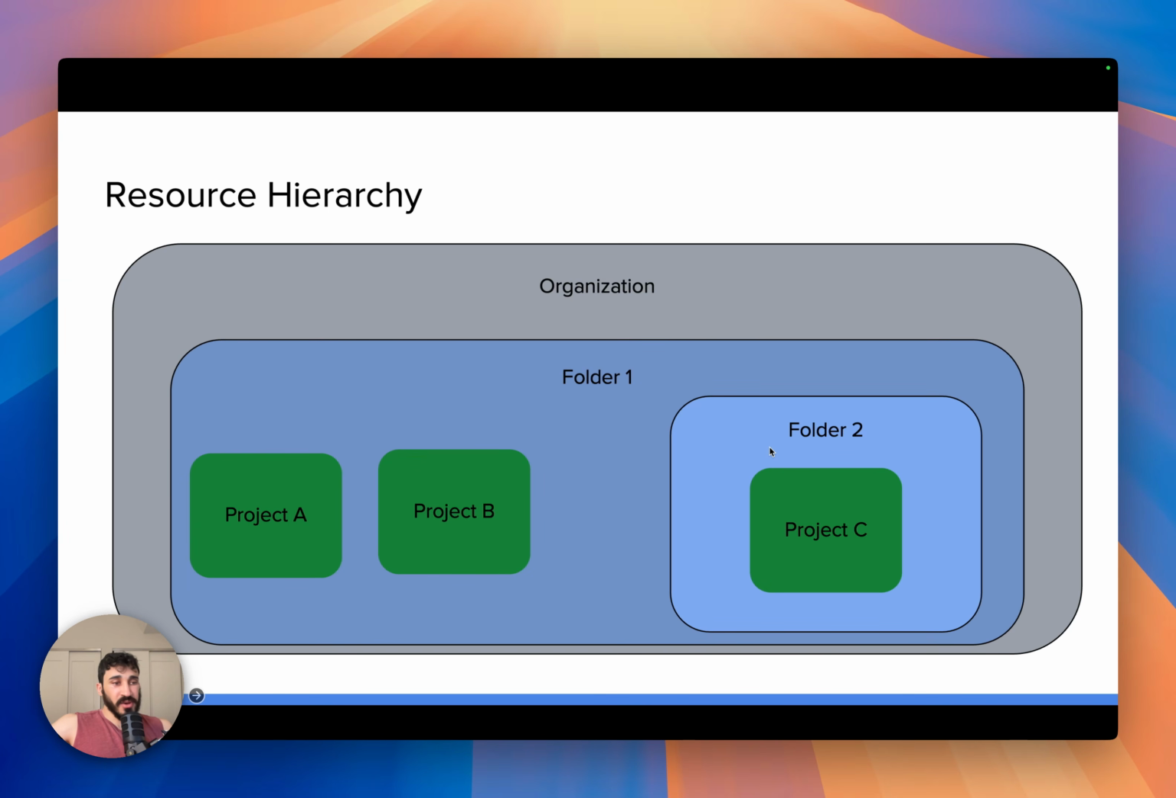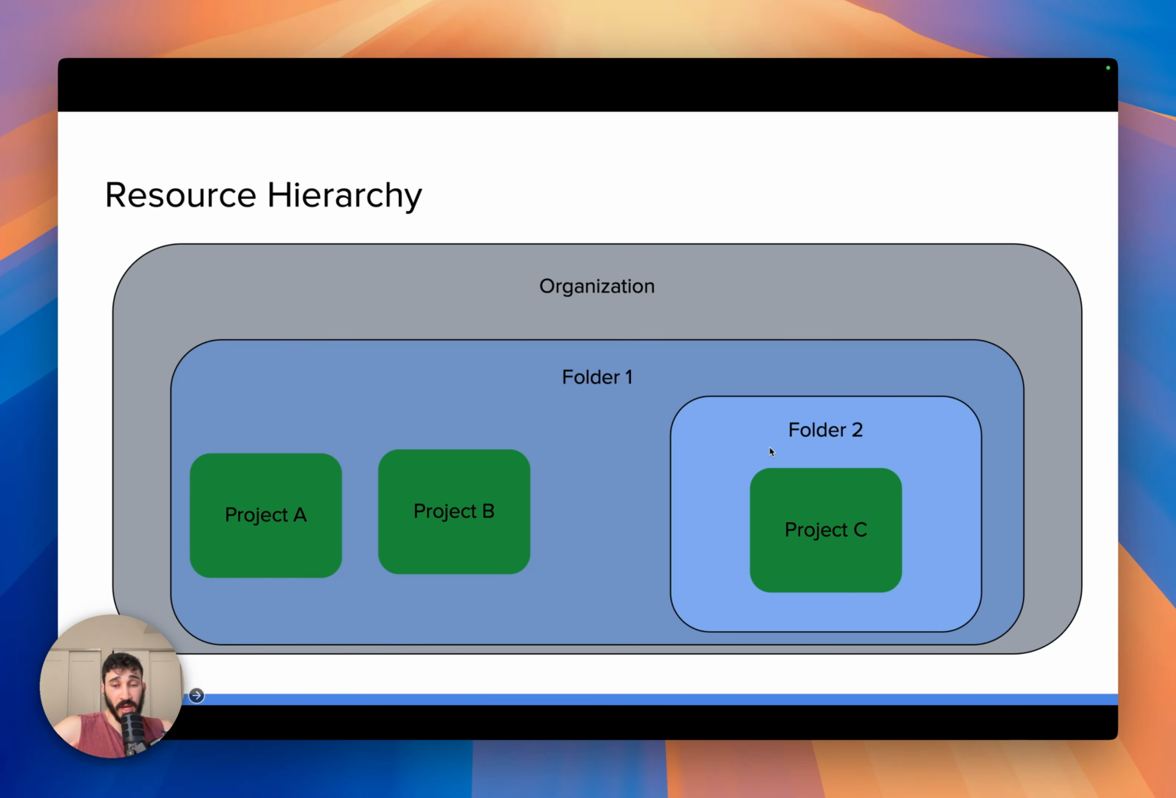All right. So first, we're going to talk about the resource hierarchy in Google Cloud. Essentially, it's like this. At the top of the resource hierarchy, you have the organization. Underneath the organization, you have folders. And then within folders, you have projects. And folders can be nested within each other as well.